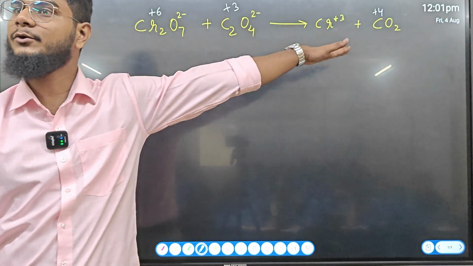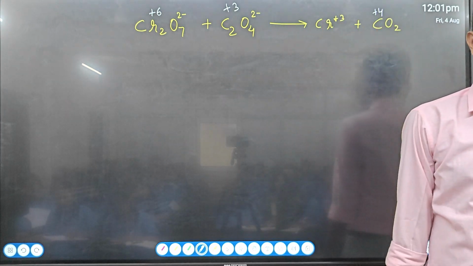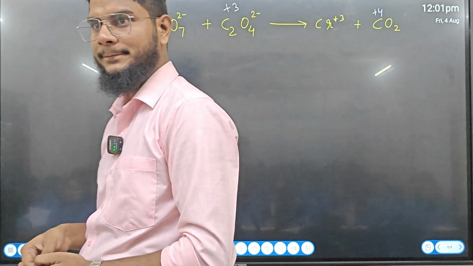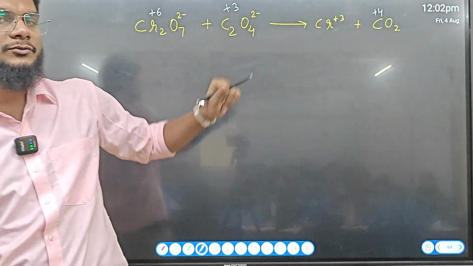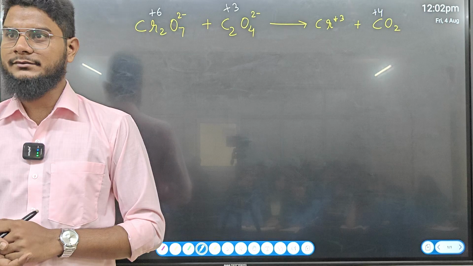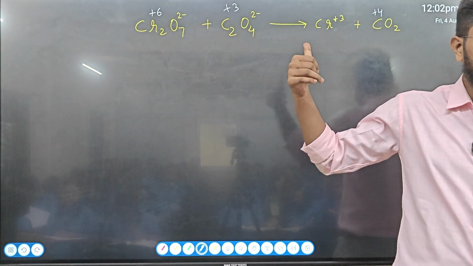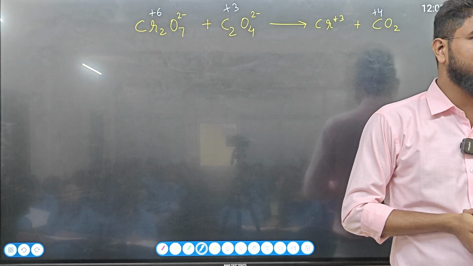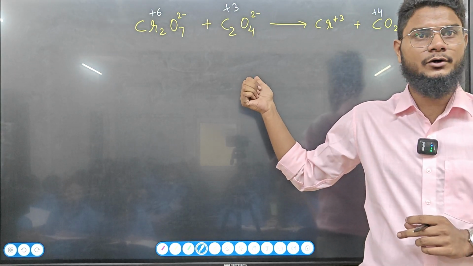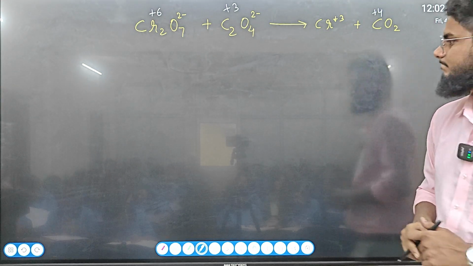Is this clear? You know how to find the oxidation state. It's the basic thing. If you don't know this, then you cannot balance the reaction. You will see oxidation state in coordination chemistry also, class 12. So it's very important. If someone has doubt how to find the oxidation state, ask me, I'll help you. If you don't know this, then you cannot solve any question.